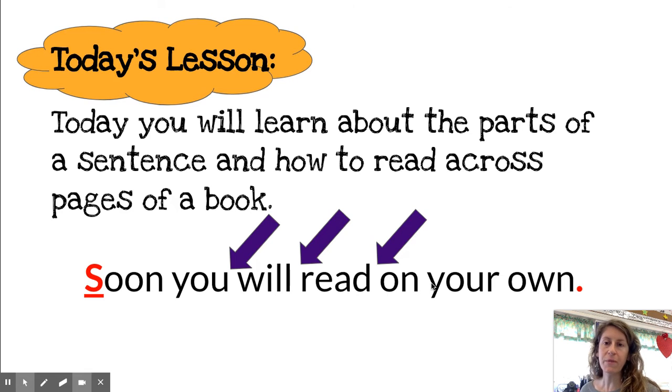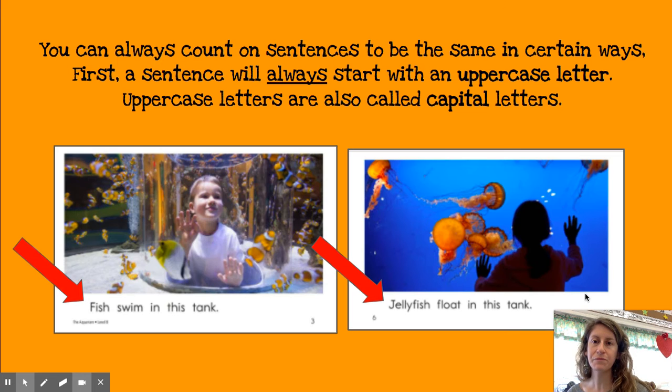Today, you are going to learn about the parts of a sentence and how to read across the pages of a book. And here you will see I wrote this sentence. Soon you will read on your own. And I've marked up a couple of places on the sentence to give you a little hint about what you're going to learn that all sentences have. So you can always count on sentences to be the same in certain ways.